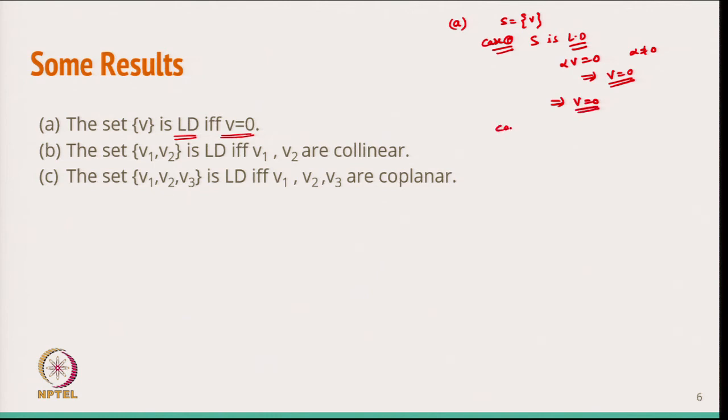And case 2 is that if my V is 0, then I take any alpha multiplied by V, that is always going to be 0. Okay. So, from here I can say that it is independent of alpha, whatever alpha I take, this value is going to be 0. So, in this case I can say that V is LD. So, just one single element is there, and if it is LD, the only possibility is when V is equal to 0.